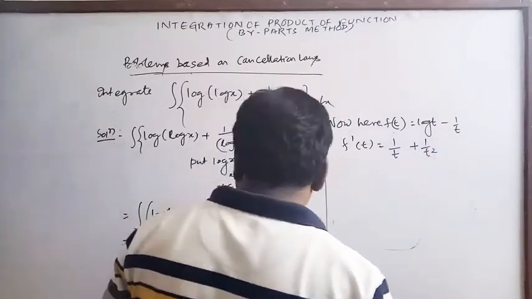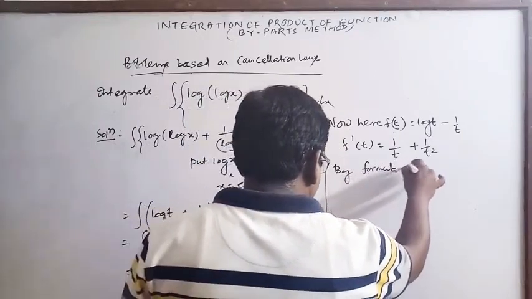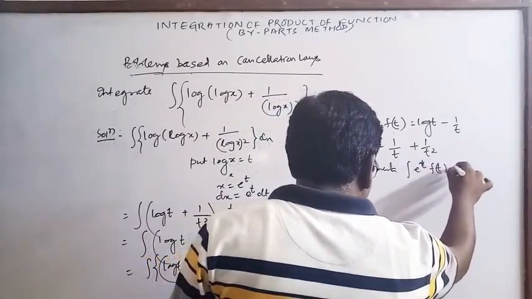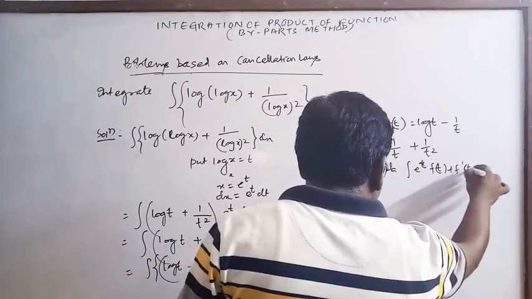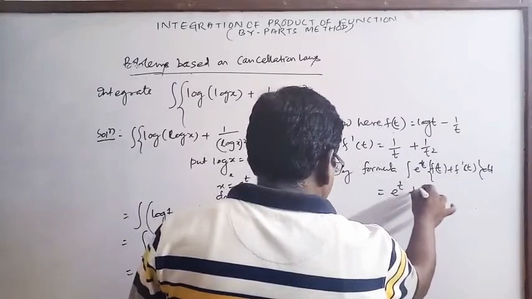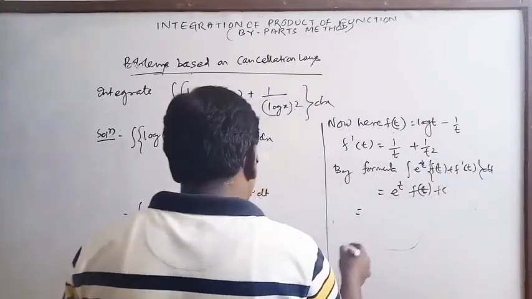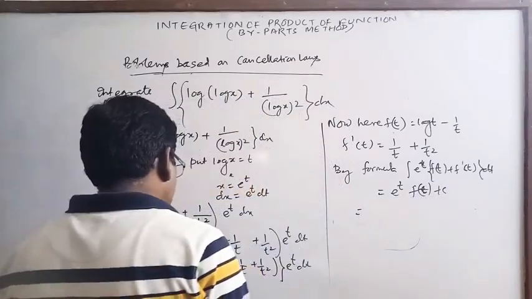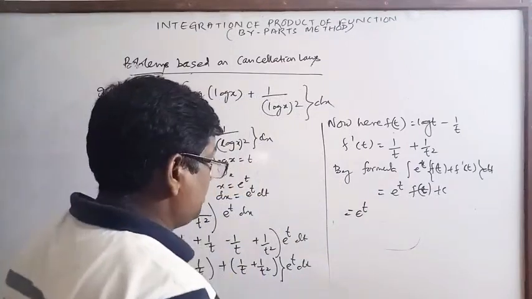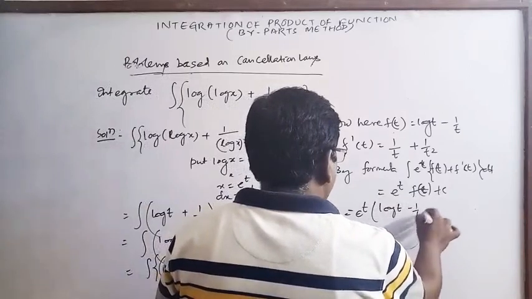So by formula, the integral of e to the t into f of t plus f dash t dt is equal to e to the t f of t plus c. So e to the t means what? e to the t. And f of t means what here? f of t means log t minus 1 by t plus c.